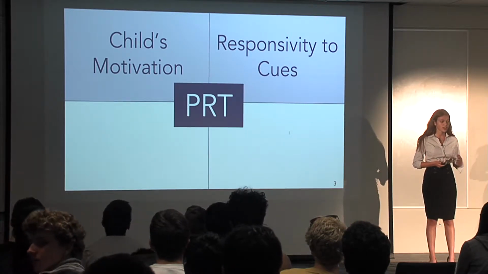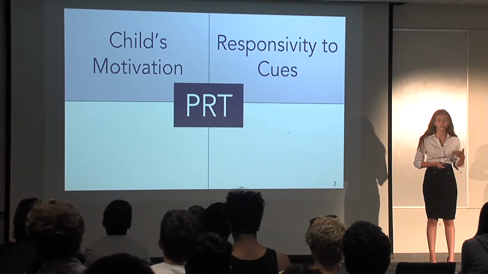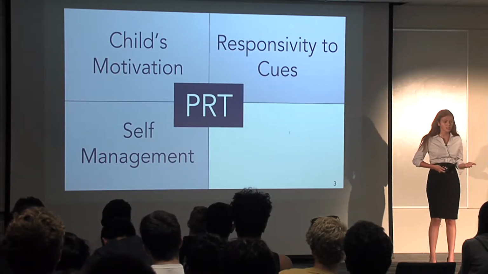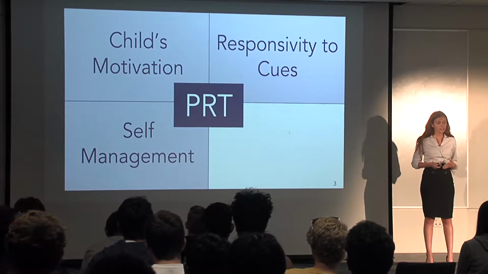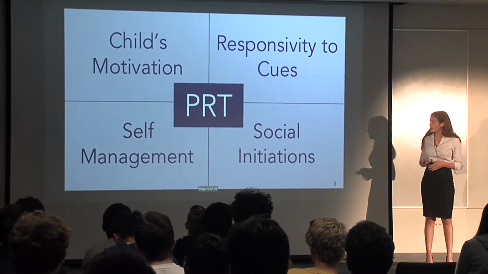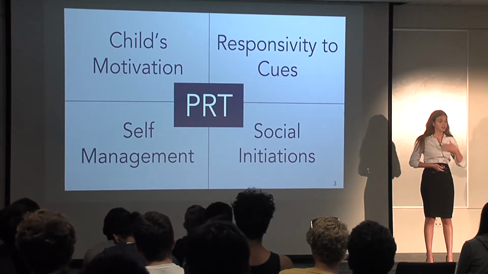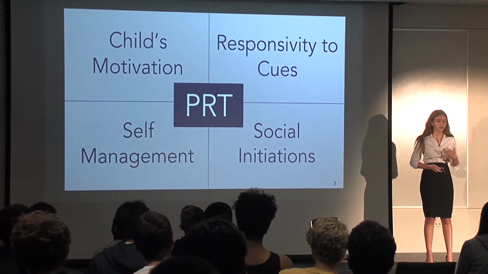So essentially, you're trying to get the child to respond to the parent's cues much better, and this includes cues on self-management, so curbing any behavioral issues that the child has, and trying to encourage the child to have more social initiations, so talking to their peers and adults with greater efficiency.